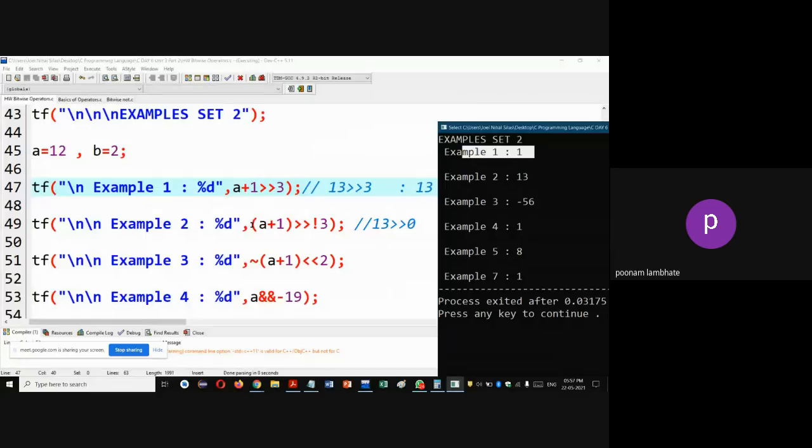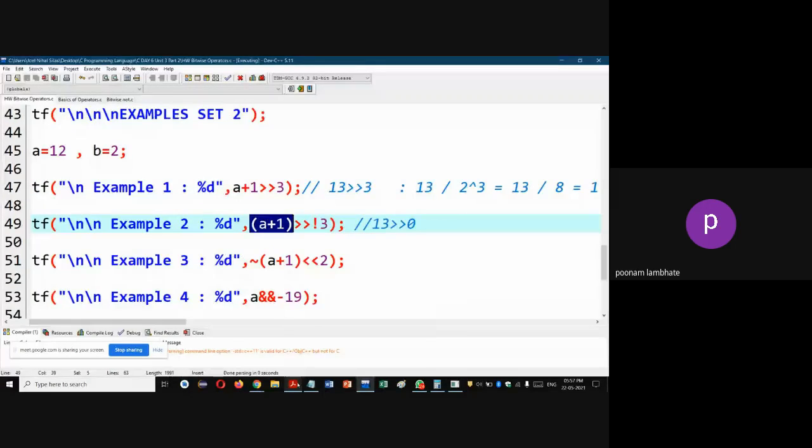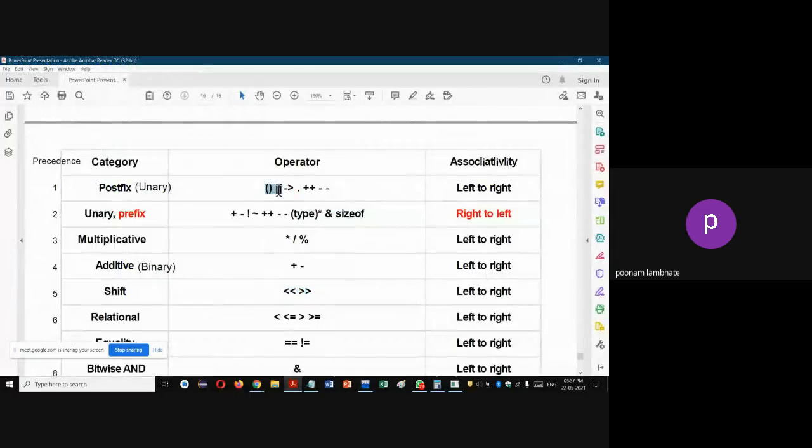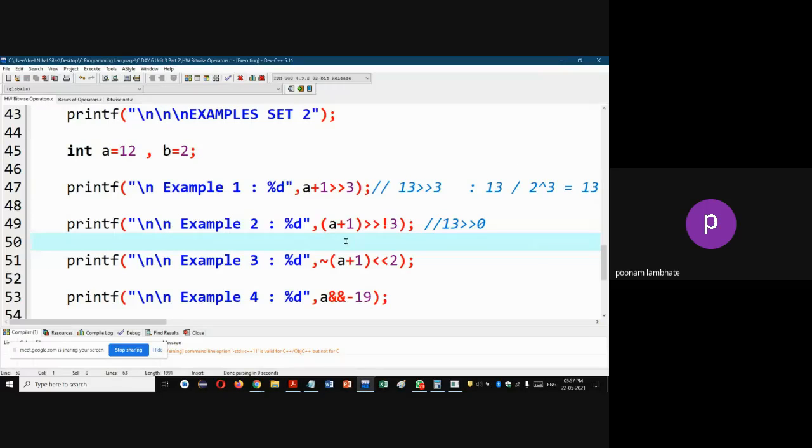Next, example 2. Here you have parentheses, and parentheses have the highest priority or precedence, because you can see here it is at the first level. If you have such questions in your assignment, you can take this as a reference. Whatever is within parentheses, you always read from left to right and execute first. So A plus 1 is 12 plus 1, that is 13.